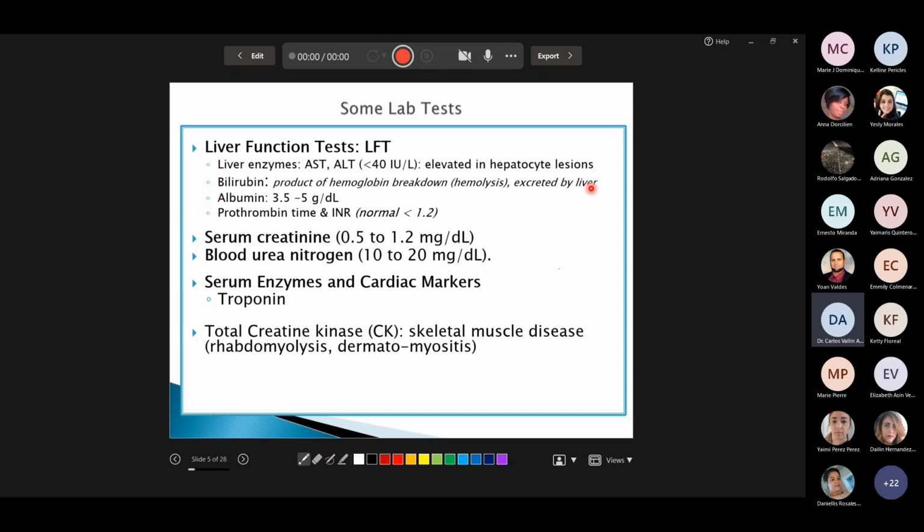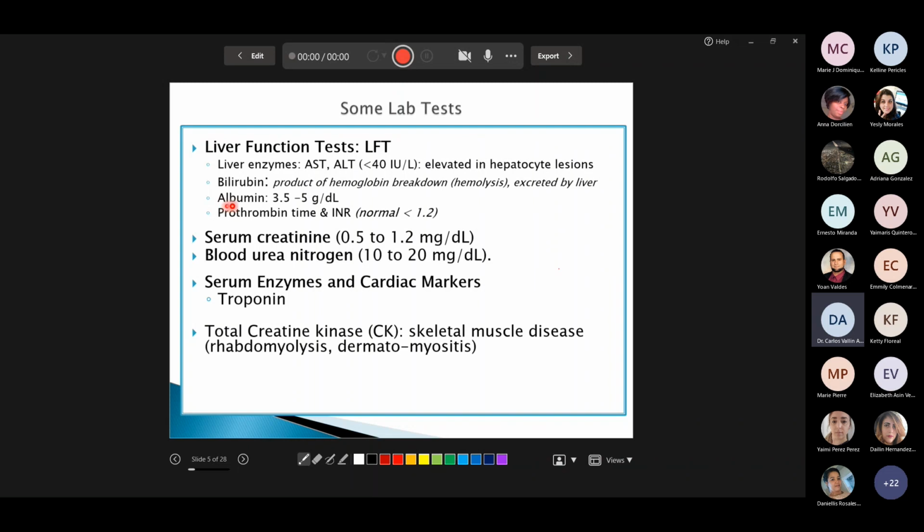If for any reason there is an obstruction in the flow of bile from the gallbladder and the liver to the intestine, then the feces are not brown anymore. They become white, a clay color. Okay.